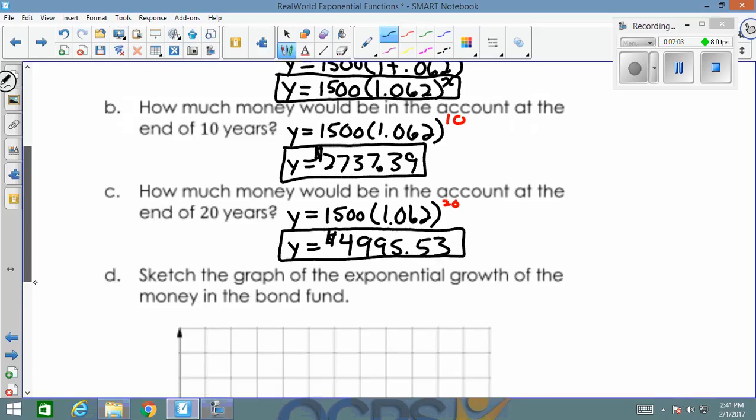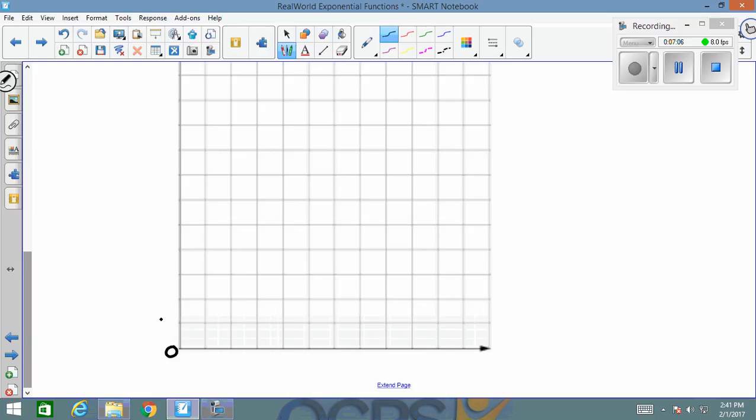Okay, that's going to ask us to sketch a graph. So on this side, I'm going to go by 500s.